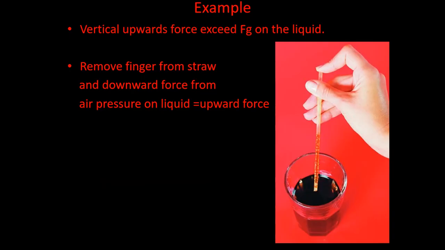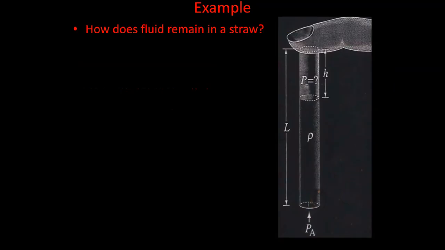So let's take a look at a few more examples. Here we're looking at a situation where we take our finger and put it on top of a straw. If you do this, you'll see that inside the straw there is actually fluid. You can then remove that straw from the liquid and the fluid will stay inside the straw, when really, logically, you'd expect it to fall out. Remove your finger from the straw and the downward force from the air pressure winds up with the liquid falling out. So how does fluid remain in this straw?